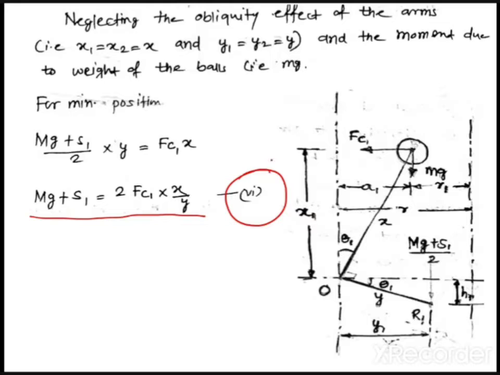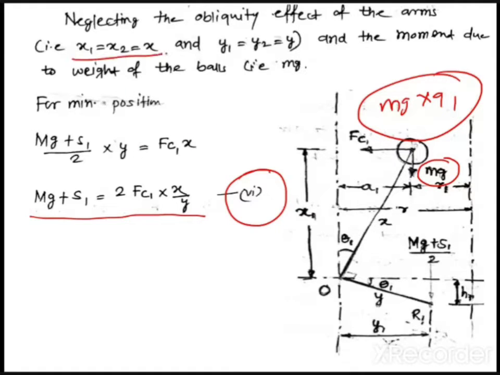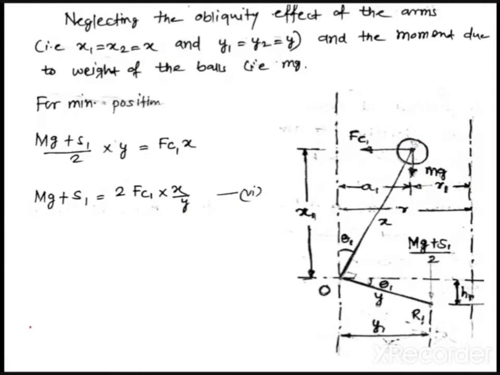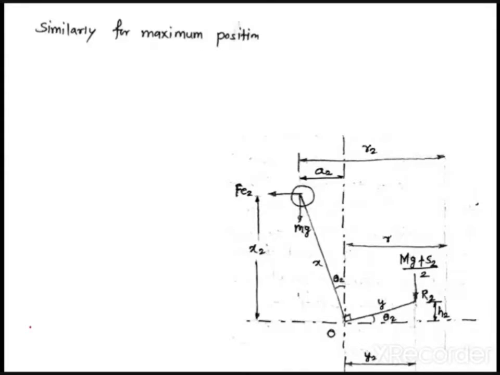Now you have got this equation. In the last case you also got the term mg multiplied by a1, but here we are neglecting the weight of the fly mass, because we are considering that it is very negligible compared to the weight of the other parts of the governor, right? And then we are taking x1 equal to x, y1 equal to y. Very important, it simplifies the problem. Next, for maximum position.